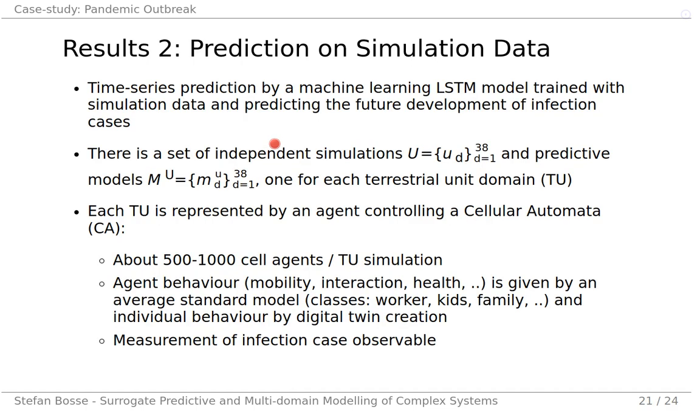Okay, now we go to simulation. We perform a simulation with about 500 to 1000 cell agents per terrestrial unit. The agent behavior, mobility, interaction, health state, and so on is given by an average standard model and by individual behavior or by digital twin creation. And here we measure the infection case rate observable.